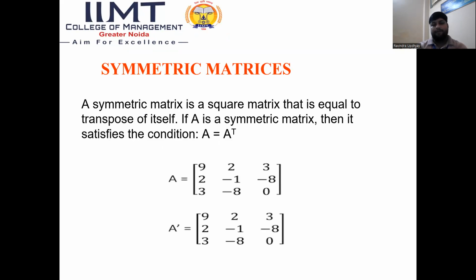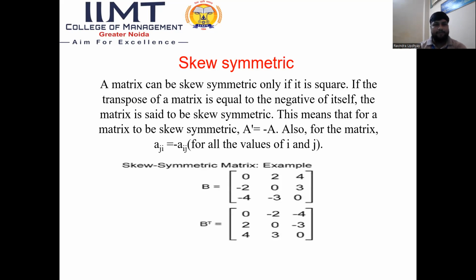Third is the symmetric matrix. What is a symmetric matrix? A symmetric matrix is a square matrix that is equal to the transpose of itself. If A is a symmetric matrix, then it satisfies the condition A equals A transpose. That means if a matrix is equal to its transpose matrix, then that matrix is called a symmetric matrix. Suppose we take an example, A equals the matrix 9, 2, 3, 2, minus 1, minus 8, and 3, minus 8, 0. Now we transpose this matrix and again get the same matrix. So we can say that this is a symmetric matrix.